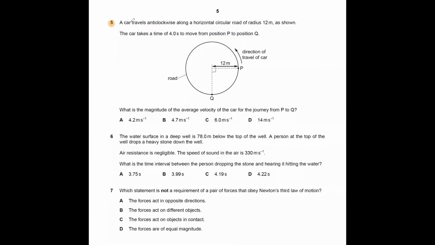For question 5, a car travels anti-clockwise along a horizontal circular road of radius 12 meters as shown. The car takes a time of 4 seconds to move from position P to position Q. What is the magnitude of the average velocity of the car for the journey from P to Q? So we have a car that moves from position P to position Q here after having moved counterclockwise along a circular path. The question wants us to find average velocity. Bear in mind, they are not asking us to find average speed. Average speed and average velocity are two different things.